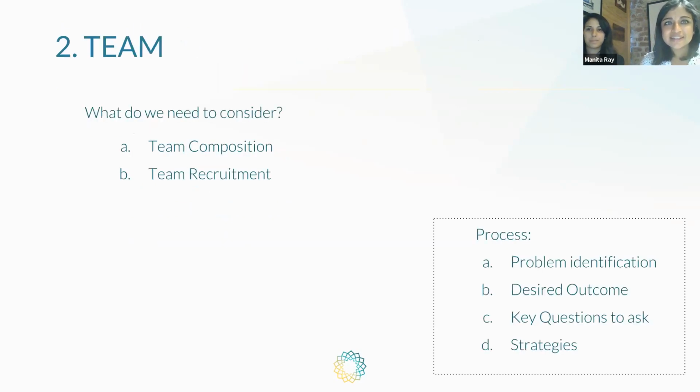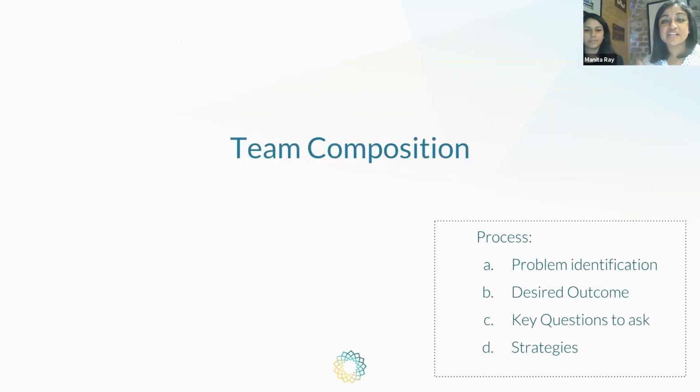Great. So the next one we're going into is the team. And the 2 elements we're looking at are team composition and team recruitment. And the first one to consider is team composition. Now, we all know, or we're hearing a lot about how diversity in team composition is really important. Diverse thought leads to better outcomes, both for your operations as well as for strategy.